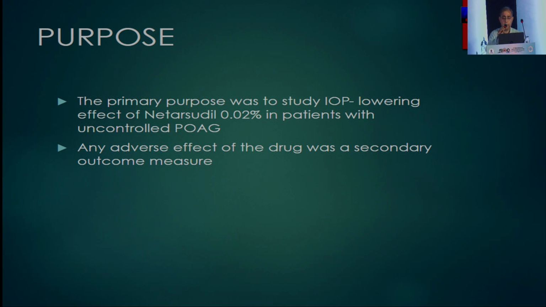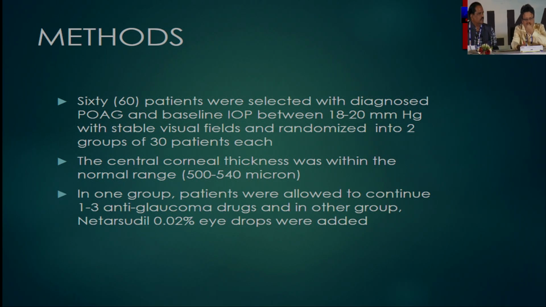Purpose. The primary purpose was to study the IOP lowering effect of nitarsodil 0.02% in patients with uncontrolled POAG who have a baseline pressure of average 18 to 20 millimeter mercury. Any adverse effect of the drug was a secondary outcome measure. Methods. 60 patients were selected with diagnosed primary open angle glaucoma and baseline IOP between 18 to 20 millimeter mercury with stable visual fields and randomized into 2 groups of 30 patients each.